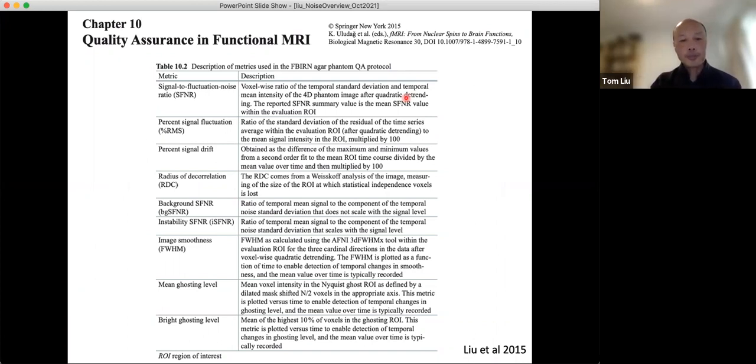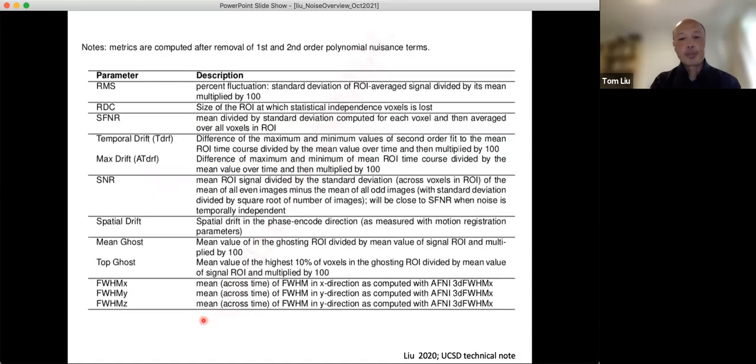So I think most of you are familiar with the fBIRN QA. There are all these different parameters. Pradeep did send me something. I think there was a note from Stephen Strother about different parameters, a question about what parameters are what. So I'll go into that a little bit. These are some notes that I made internally for ourselves.